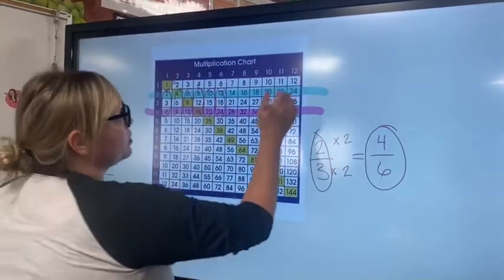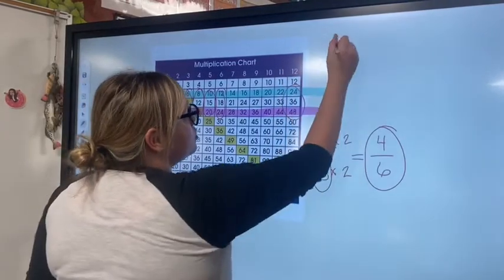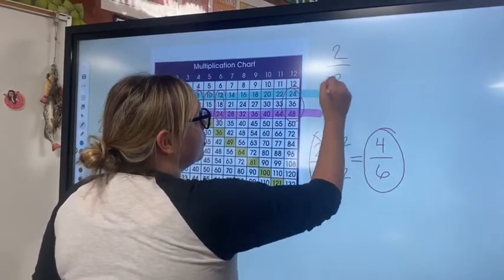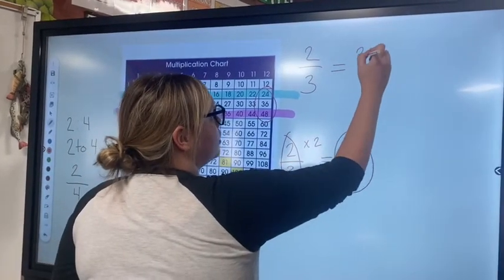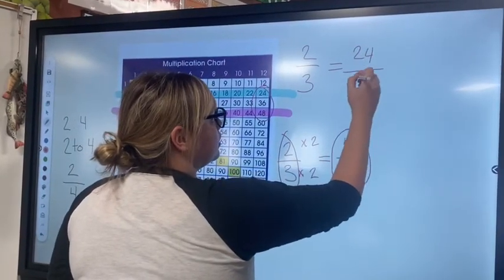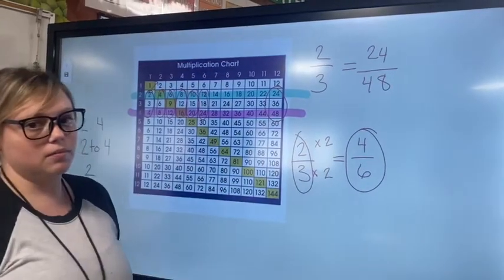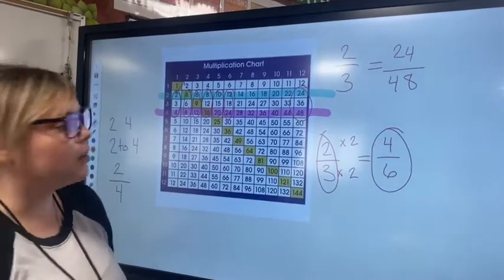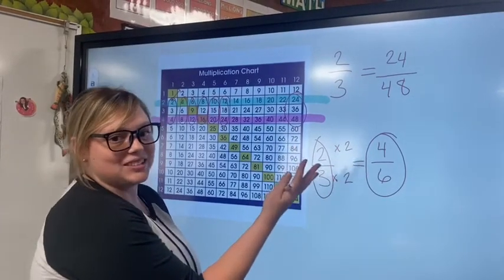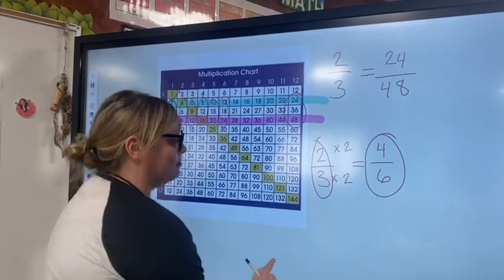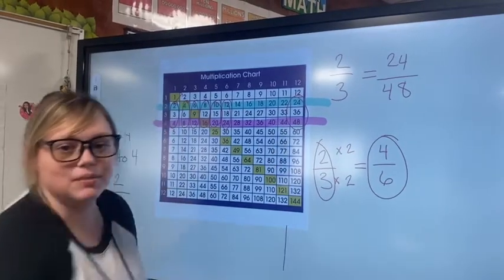The biggest number on this chart that I could represent 2/3, or 2 to 3, as is 24 to 48. Ms. Z, what are you talking about? That is equal, and we're going to try it again. Well, when the board works.